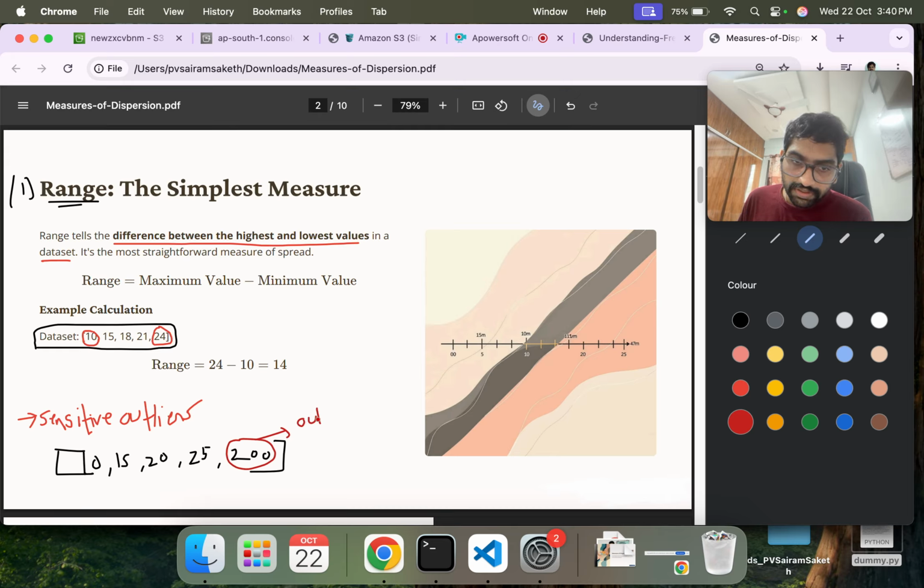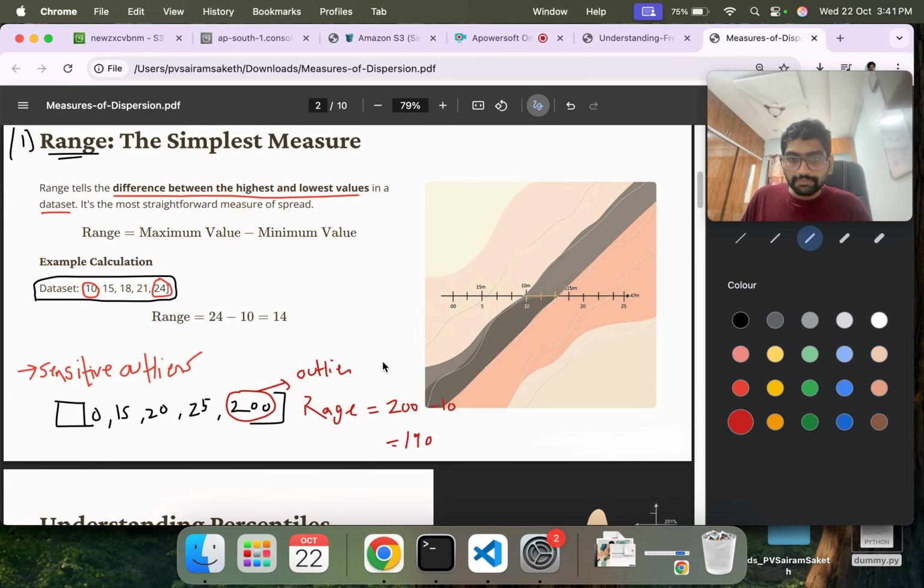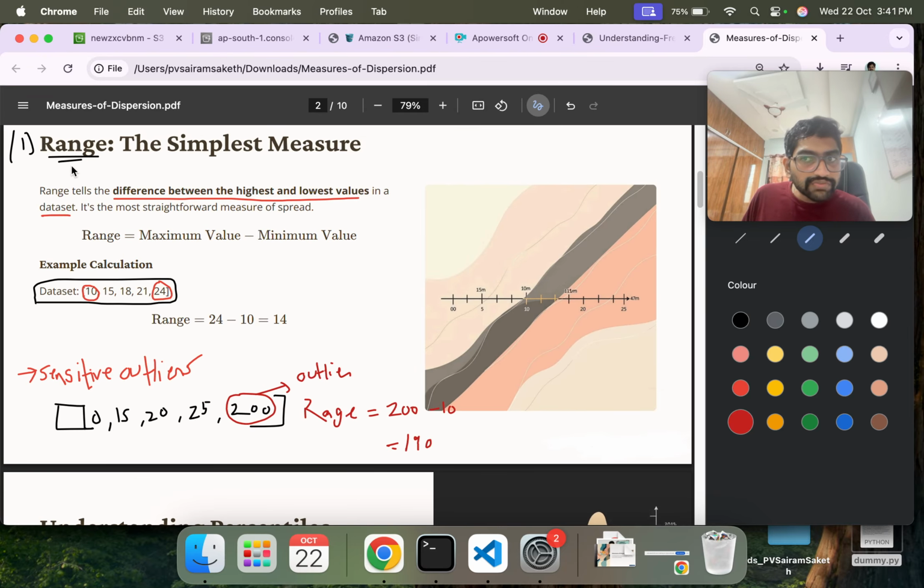Okay. So now if you calculate the range here, 200 minus 10, what are you getting? You are getting 190. This means the range is getting affected by the outlier. So that's why we won't be using the range approach often, because if any outlier is present, it will destroy the entire prediction and observation. So instead of using the range, we will be using some other approaches. This range is useful only if your data doesn't have any outlier.